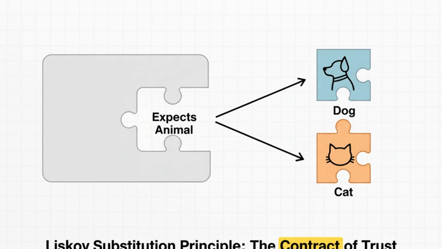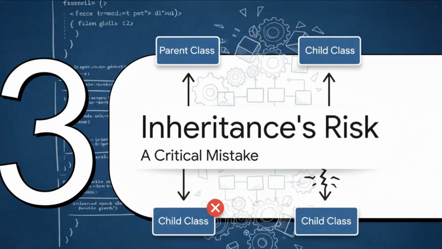If you have a chunk of code that's expecting to deal with an animal, it should work perfectly whether you give it a dog or a cat. The code shouldn't have to stop and ask, hey, wait a minute, what kind of animal is this really? The dog has to honor the promises made by the animal class. It's a contract. So, theory is great, but let's see where the rubber meets the road. We're going to look at how that first tool, inheritance, can get us into a whole lot of trouble by breaking this golden rule. And it happens so easily.